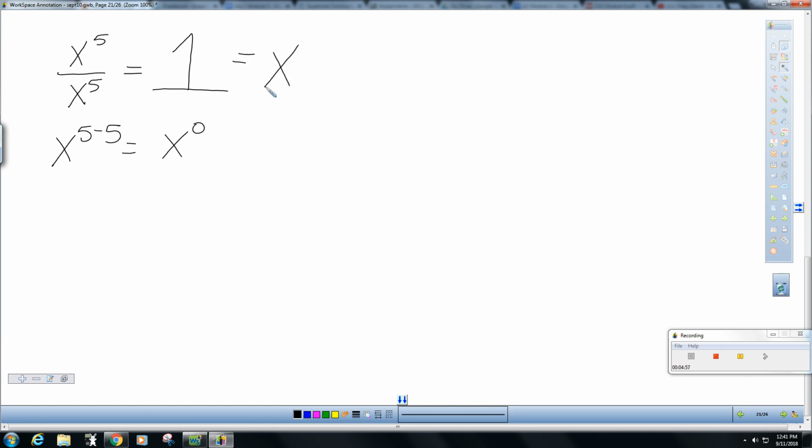Why is x to the 0 equal to 1? Because if it wasn't, then our subtraction rule would not work anymore. And we need all of our rules to work together. That's what a system does. It's a bunch of rules that function so that the system can work. So now we know another rule. X to the 0 is equal to 1.